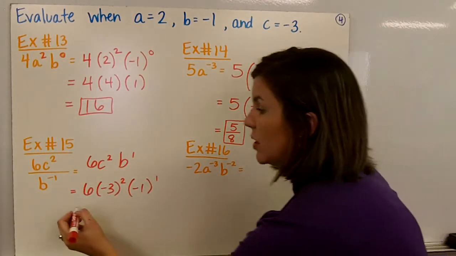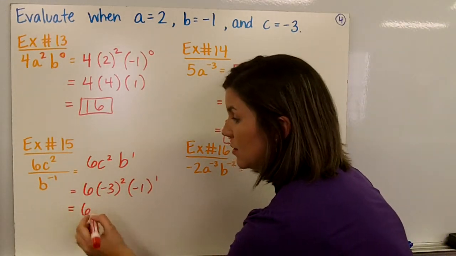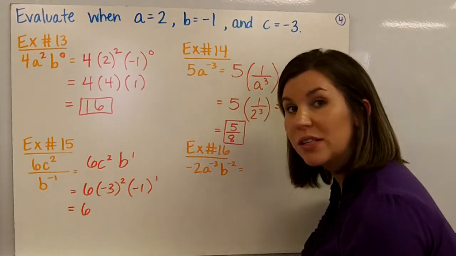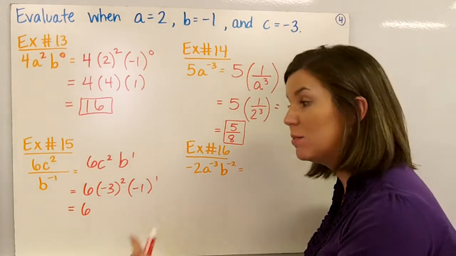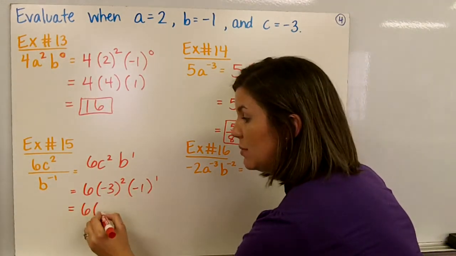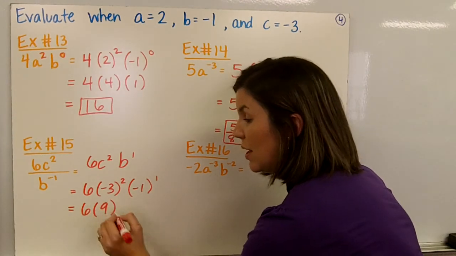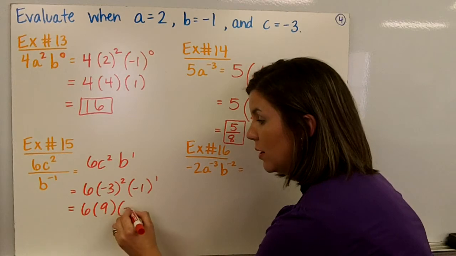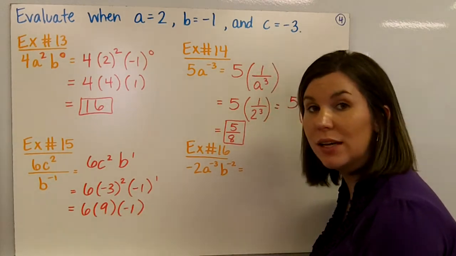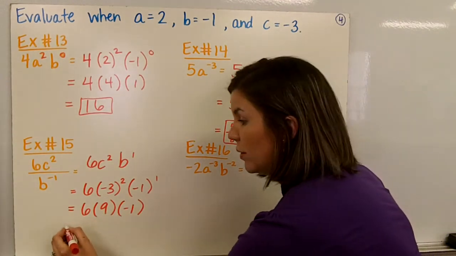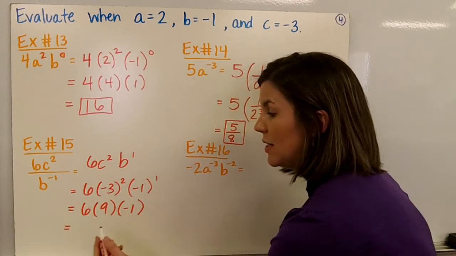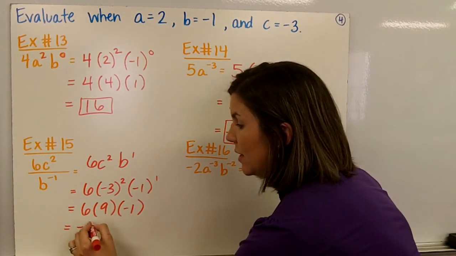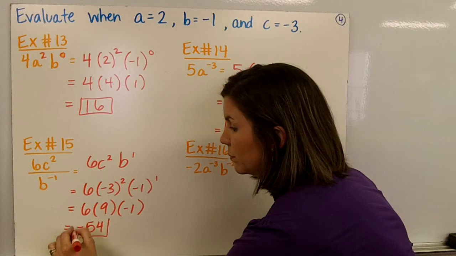Now we don't have to write a positive 1 exponent, but it was from where we moved it to the top. So let's evaluate. 6. Negative 3 squared. This means negative 3 times negative 3. A negative times a negative is a positive. So this is 9. And negative 1 to the first power. Anything to the first power is itself. So that's negative 1. 6 times 9 times negative 1 is negative 54.